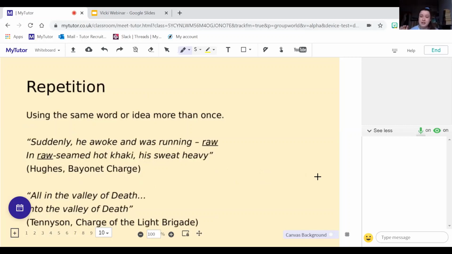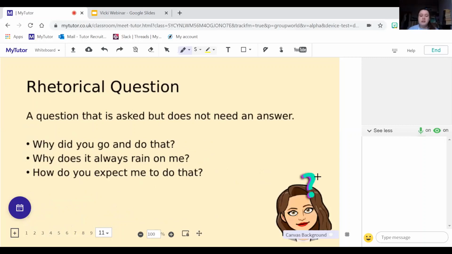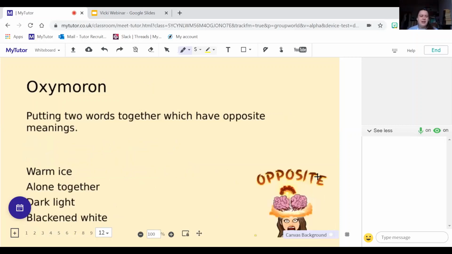The same idea is more linked to the structure question, question 3. Rhetorical question, a question that is asked but doesn't need an answer. We don't see too many of them in our reading section. Oxymoron, two words that are next door or close together that have opposing meanings. Juxtaposition is two big ideas that are contrasting, that are opposite. So that's the difference: oxymoron is small words, juxtaposition is larger, more sentence level.